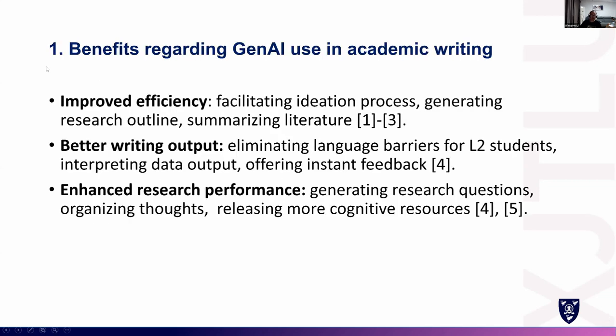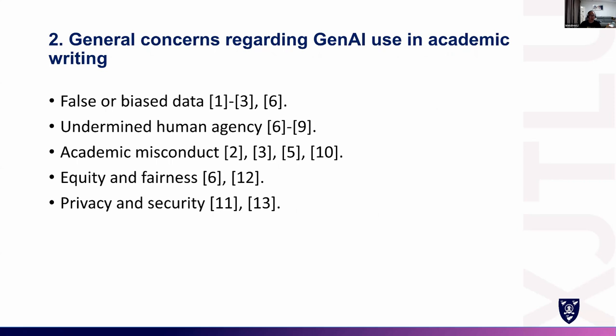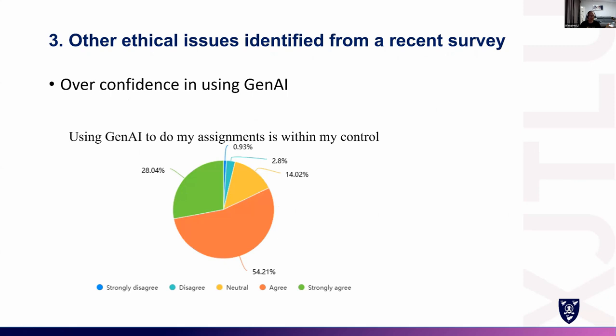There are various benefits identified from previous research. Generally speaking, generative AI can help students to improve their writing efficiency and make them better writers, and also enhance their research performance. However, there are widespread concerns, including false or biased data and undermining human agency, academic misconduct, equity and fairness issues, and privacy and security issues.